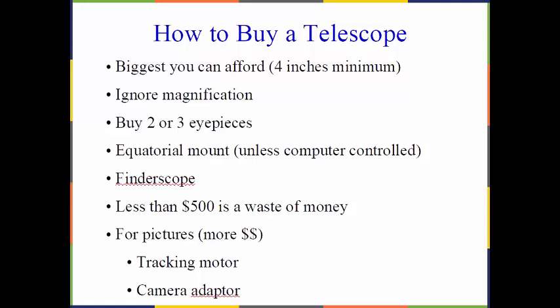Also, look for an equatorial mount. And it's good to have a finder scope, which will help you maneuver the telescope and help you put it into focus easier. Probably $500 is the least you can spend. And for pictures, you need more money, and you need a tracking motor and a camera adapter.